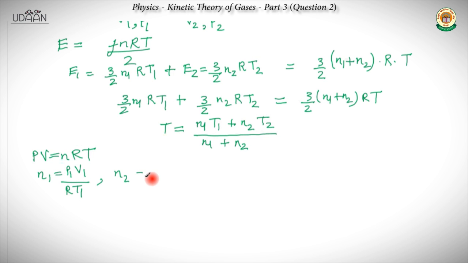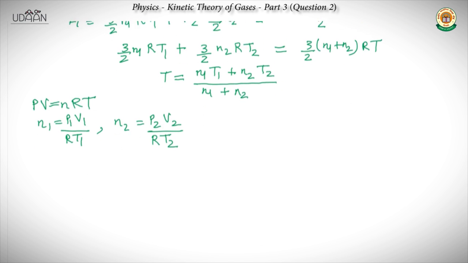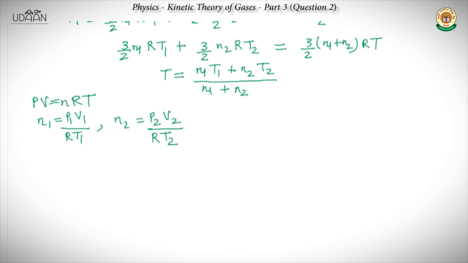and N2 would be P2 V2 by R T2. If we substitute both of these into T, we'll have T in terms of P1 V1, P2 V2 and T1, T2, which is what we wanted. So let's just write down the final answer.